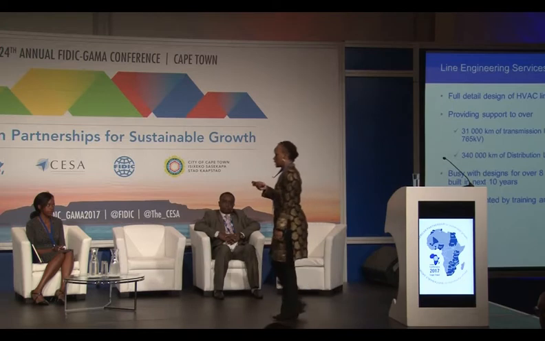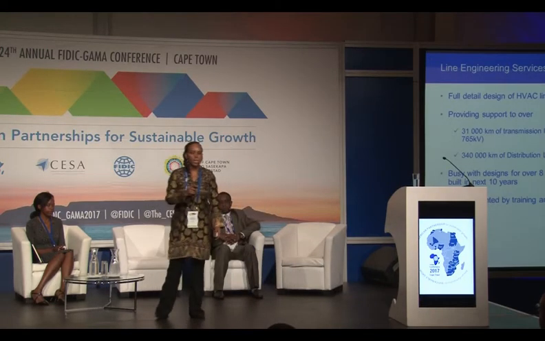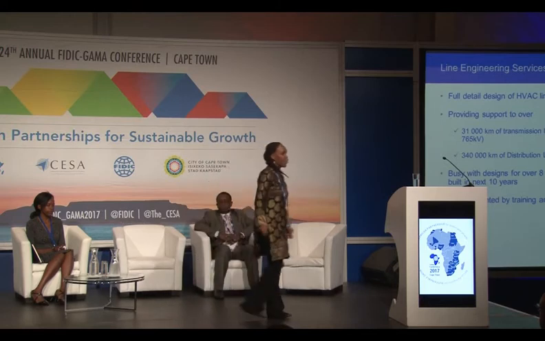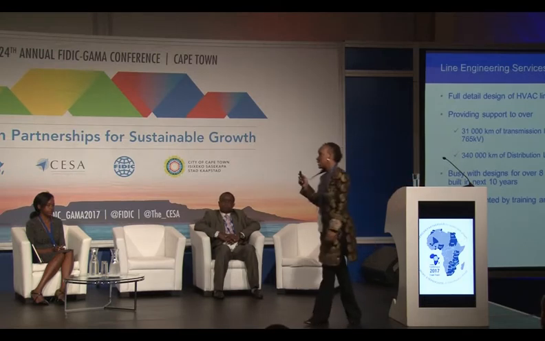This slide just says the line design, line engineering services. Eskom is a very powerful department that is capable of doing the full detailed design of power lines up to 765 kV in the AC space. This is something that we have done. It has been operating for over 15 years, so we are very much capable of doing this.